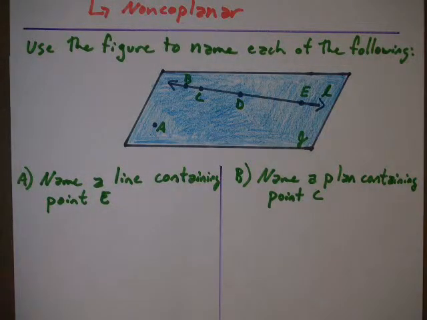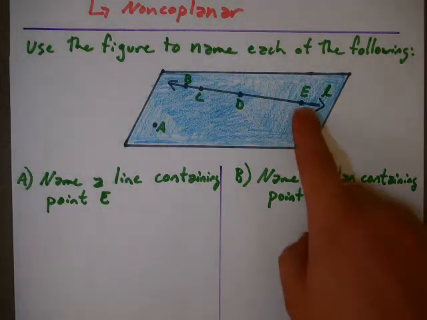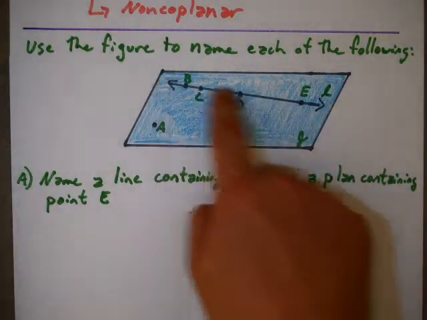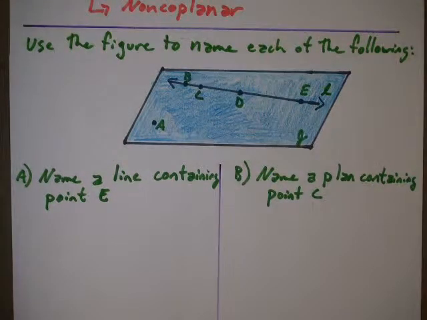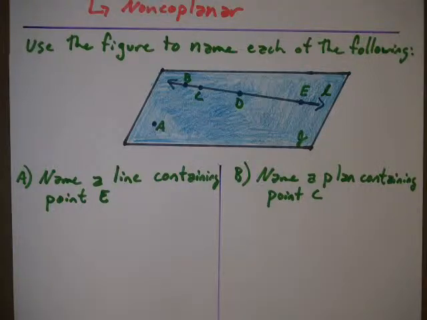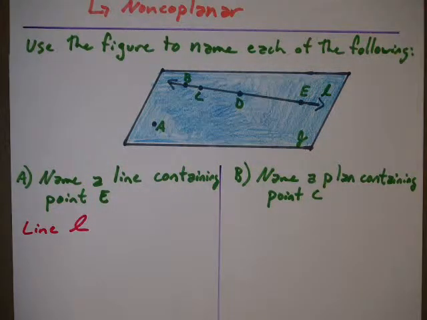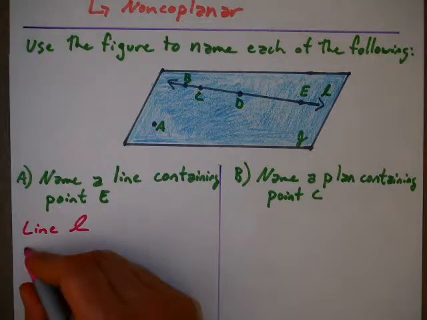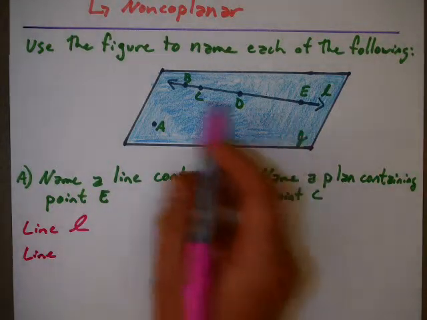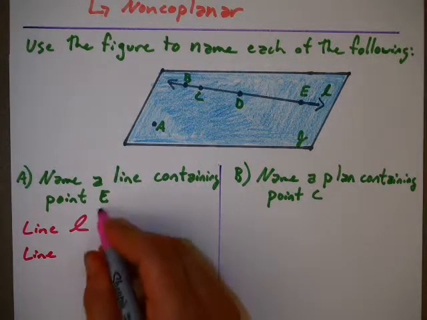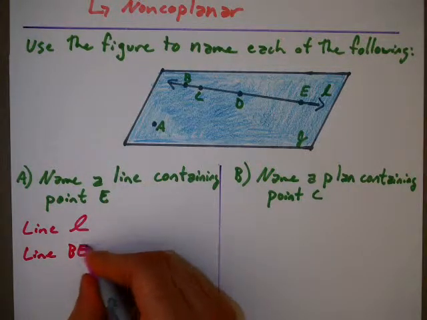The first question asks us to name a line that contains point E. If we look right here, we have point E, and it's on this line. The easiest way to name this is using the script letter. So we would just call this line L. The other way that we've learned that you can name lines is by using 2 points. Since we have E there, we'll call it BE.